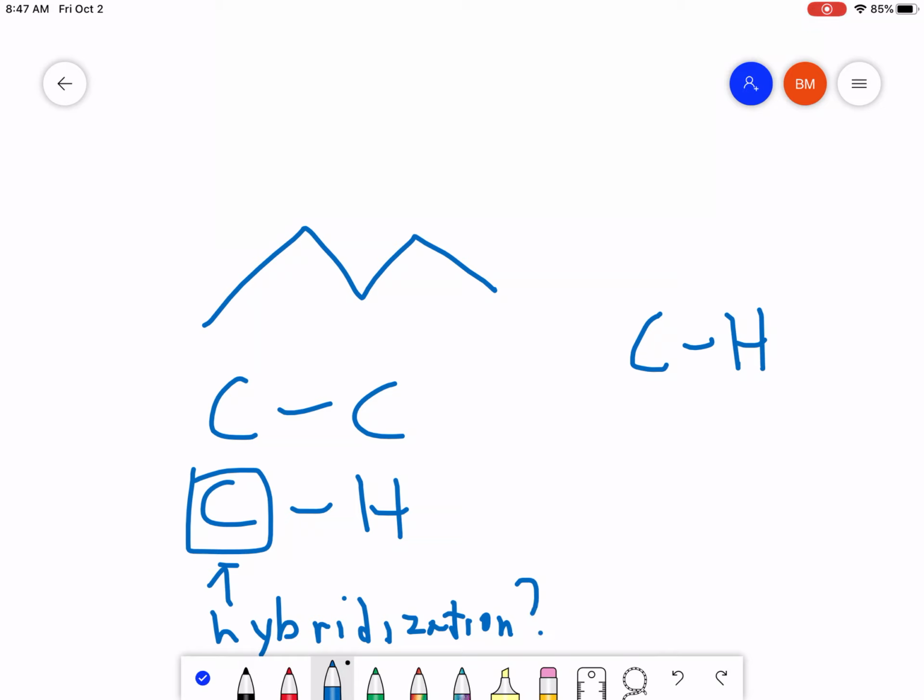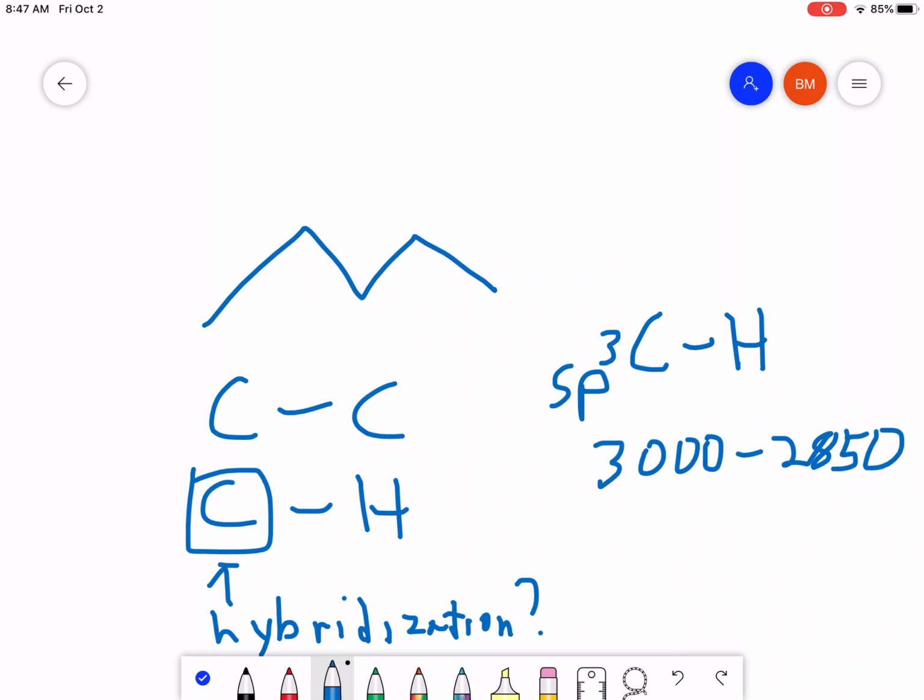You need to know this because the hybridization of that carbon in the CH bond will change the range at which it appears. What you just saw is an example of an sp3 CH stretch. Those are the ones that are between 3,000 to 2,850. All right?